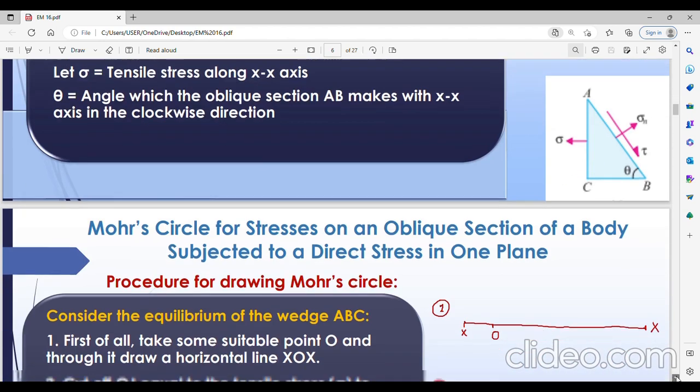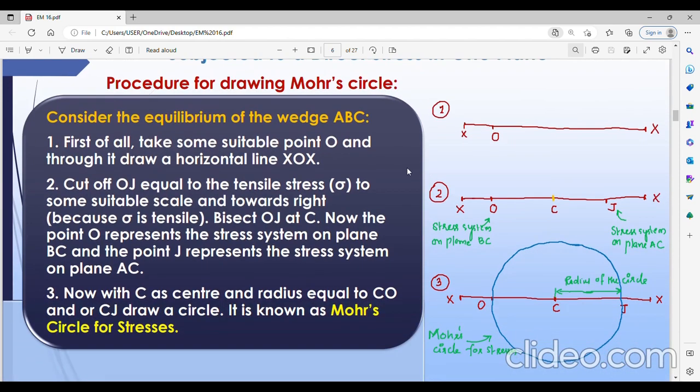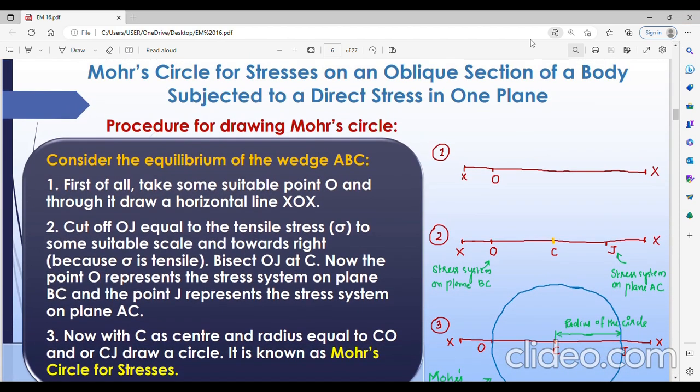So this is the procedure for drawing a Mohr's circle in this case. The first step is to take some suitable point O. We take a point O and draw a straight line, which we can name XX. So when we connect O to XX, we get XOX. This is a straight line, randomly drawn, and we have taken a point O here.